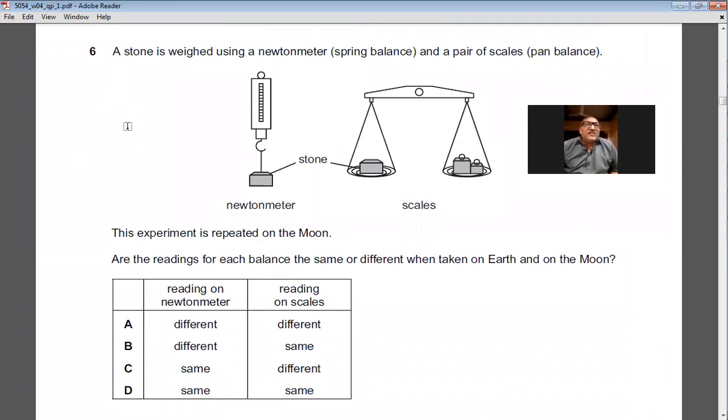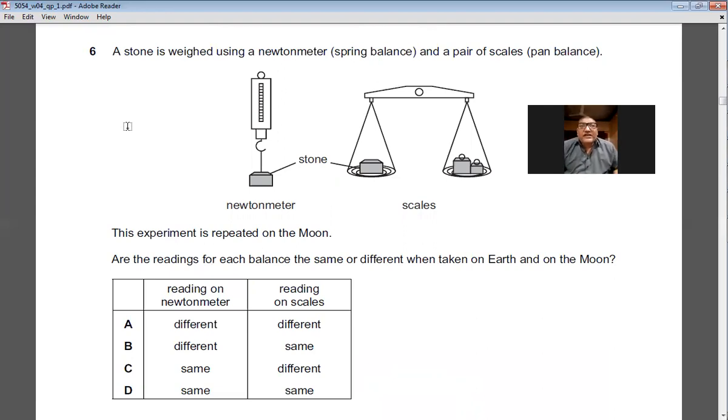A stone is weighed using a Newton meter (spring balance) and a pair of scales (pan balance). The Newton meter will be telling you the weight, and the pan balance will be giving you the mass. If this experiment is repeated on the moon, the g value will be different. So the Newton meter, which gives you the weight, will show a different value, but the pan balance, which gives you the mass, will show the same value.